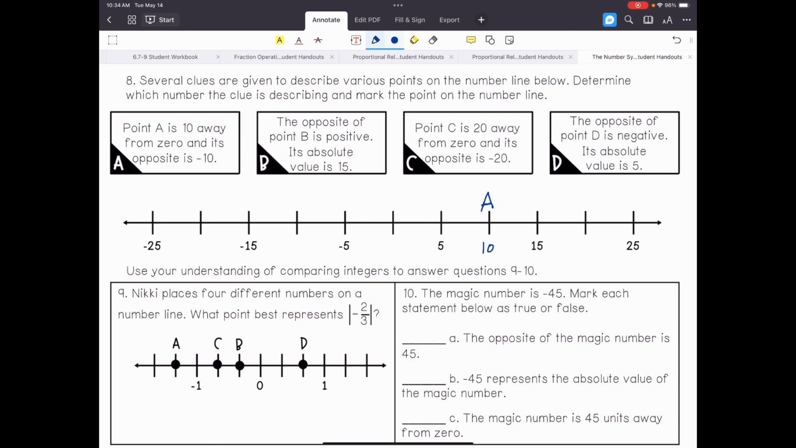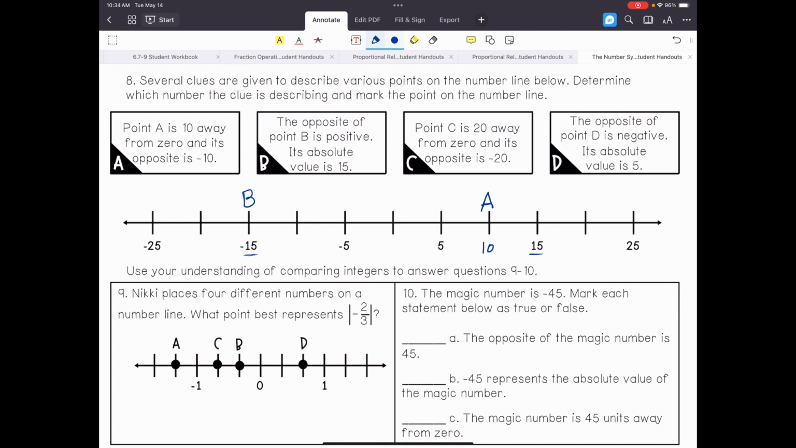B. The opposite of point B is positive. So if the opposite is positive, that means the number has to be negative. It says its absolute value is 15. So even though the distance is 15, that means that it could be -15 or +15, but because the opposite of point B is positive, that means that the original point must be a negative number. So -15. Point C is 20 away from 0, and its opposite is -20.